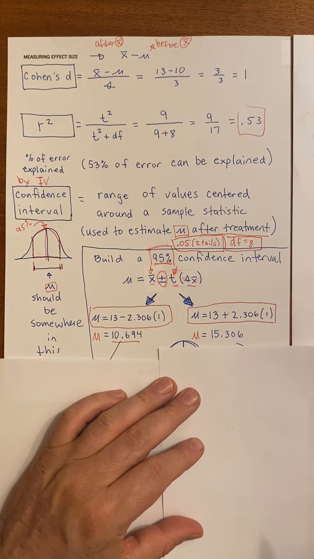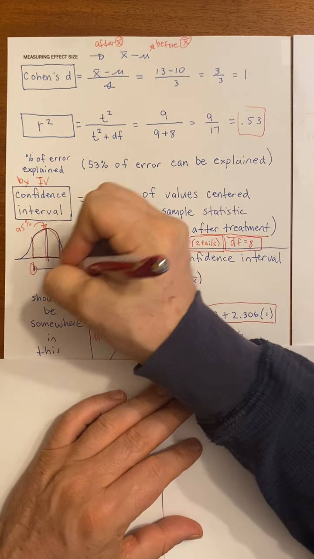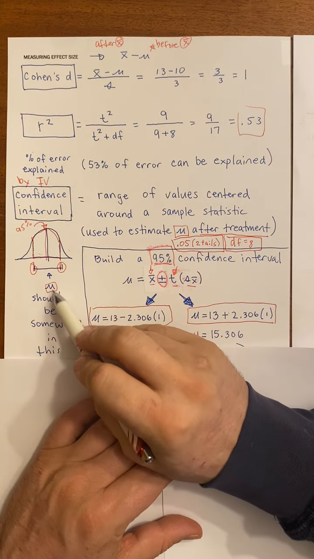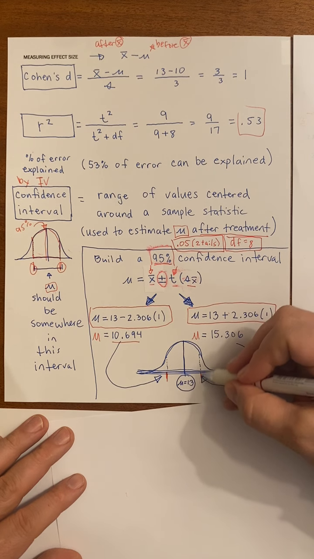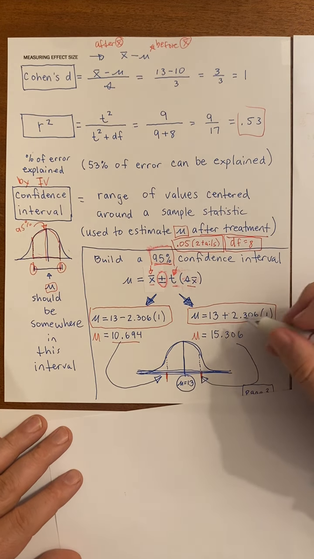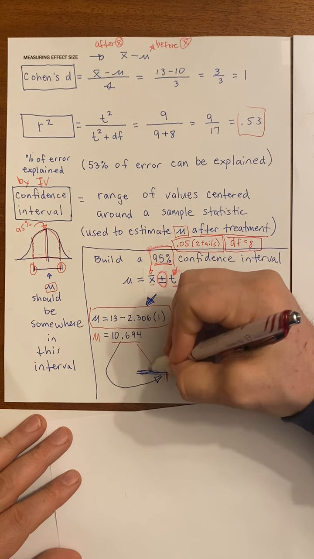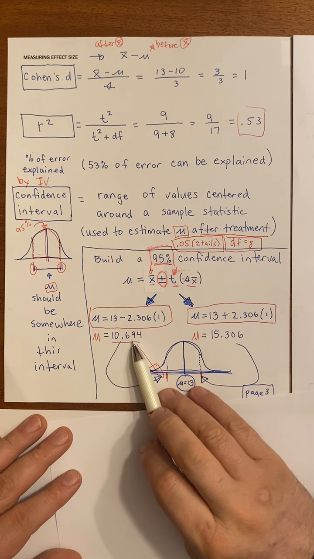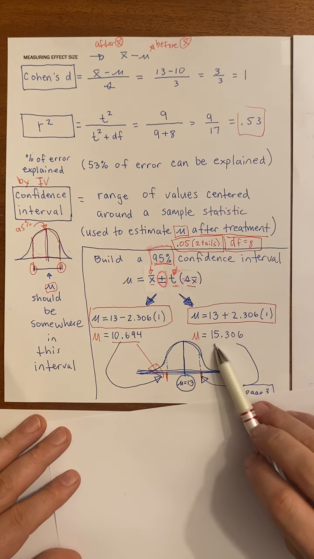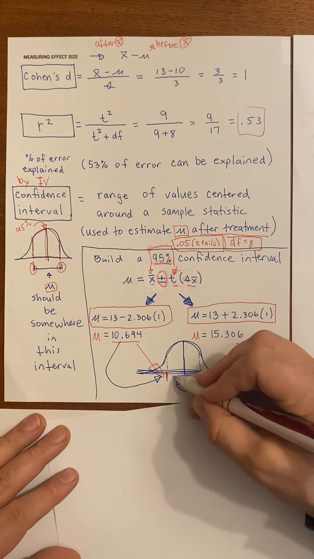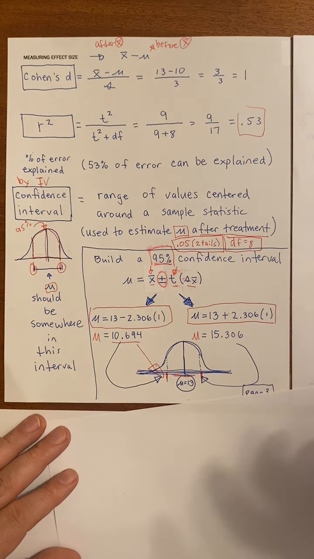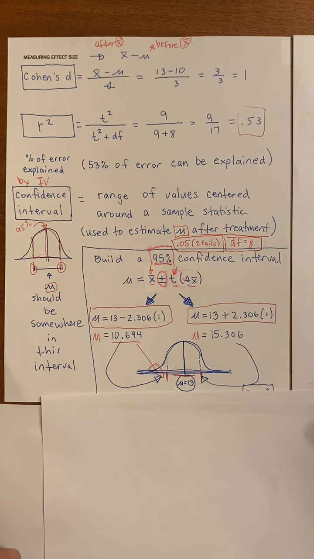Okay, so now what you want to see is I've created my two intervals where mu should fall. I've got one interval boundary here, and I've got the other interval boundary here. What are those two boundaries? Well, 10.694 here and 15.306 here. In the middle, somewhere, should be that mean of 13.